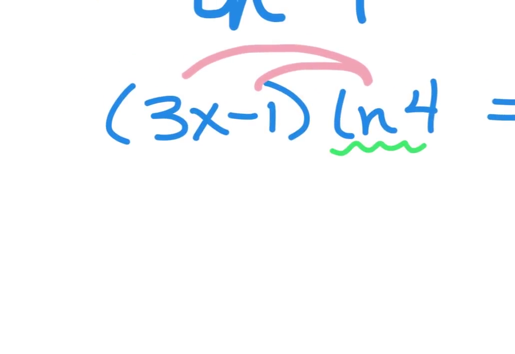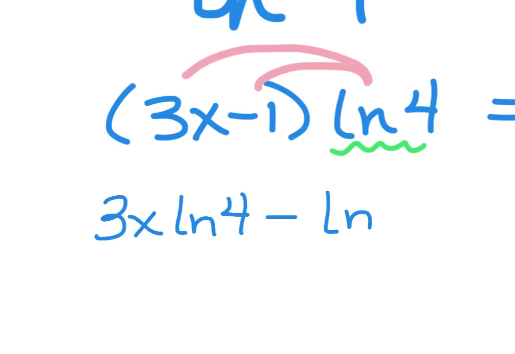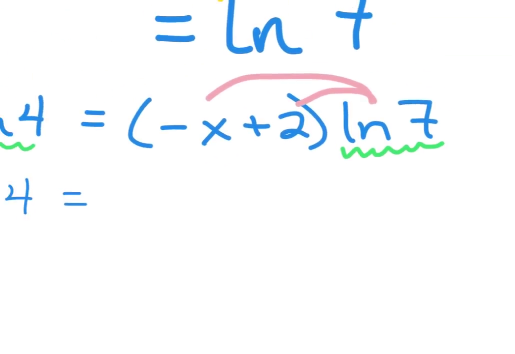And when I distribute here, I get 3x times ln of 4 minus 1 times ln of 4. That's the left. And then on the right, I'm going to get negative x times ln of 7 plus 2 times ln of 7.